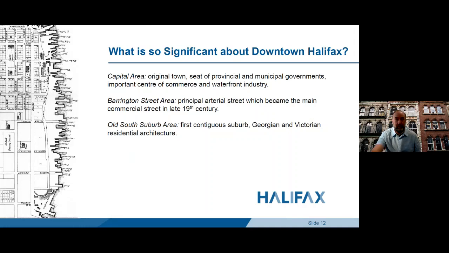The Old South Suburb's value lies in its historic associations with the early settlement of Nova Scotia, and as the first contiguous suburb of the fortified town. It is an area of early traditional residential architecture, particularly Georgian architecture. Its heritage value also lies in its historic associations with the social and economic life of the waterfront city and the vibrant railway industries of the 1920s and 30s.